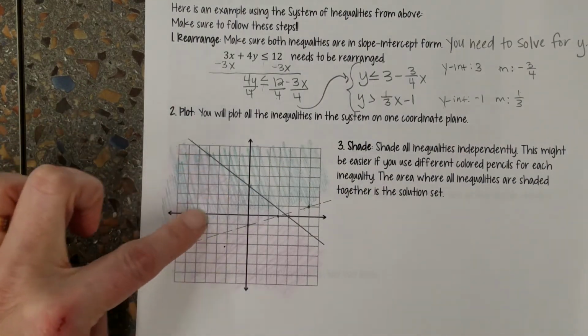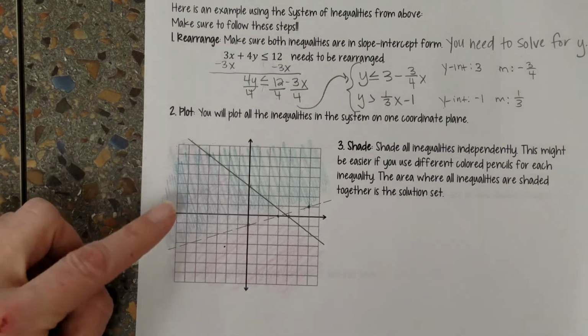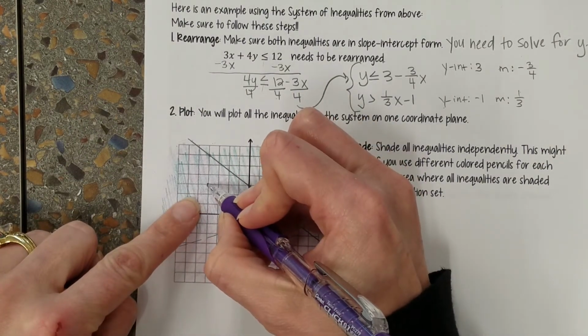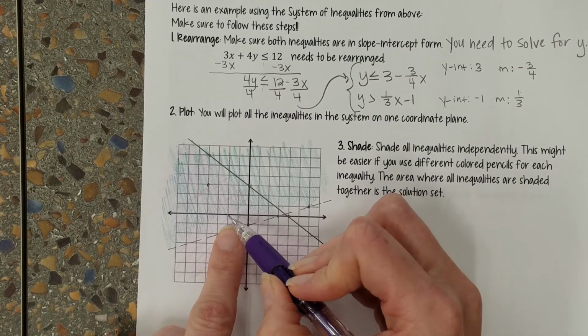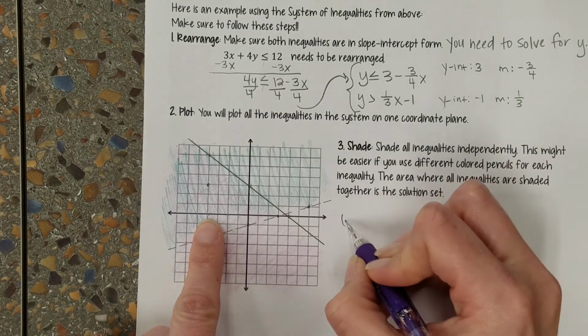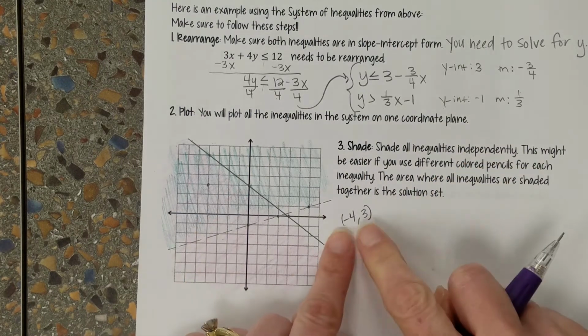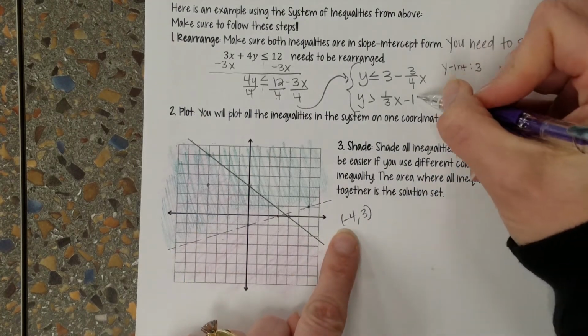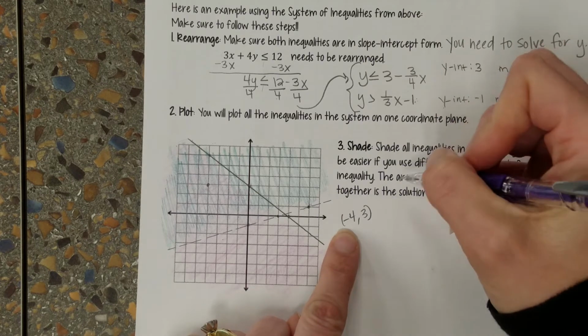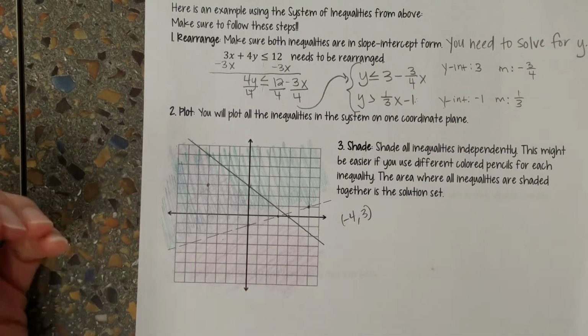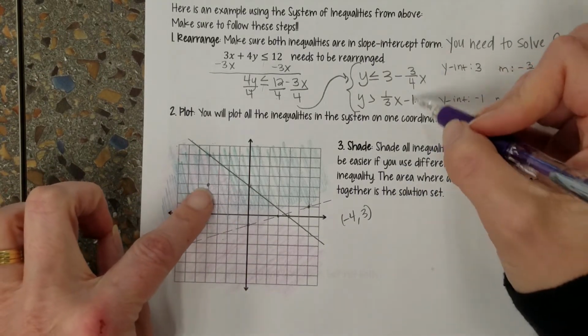Any point in here, for example, I could pick this point right here, and this point is (-4, +3): 1, 2, 3, 4, it's -4, and then 1, 2, 3, +3. I could substitute this point into both of these inequalities up here, and it would hold true. It would make it true. And that's how I know that it's a solution to both of them.